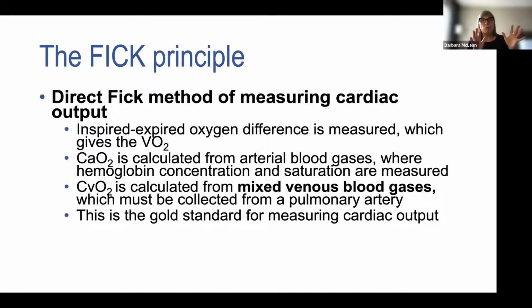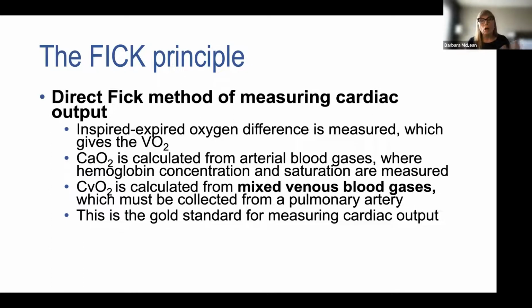That's the direct method. But what we're typically going to do is an indirect method, and that's the CaO2 minus the CvO2. So again, CaO2 is the content of oxygen available in the arterial blood. It's saturation times hemoglobin times 13.6. CvO2 is the saturation in the mixed vein times hemoglobin times 13.6. The same formula.